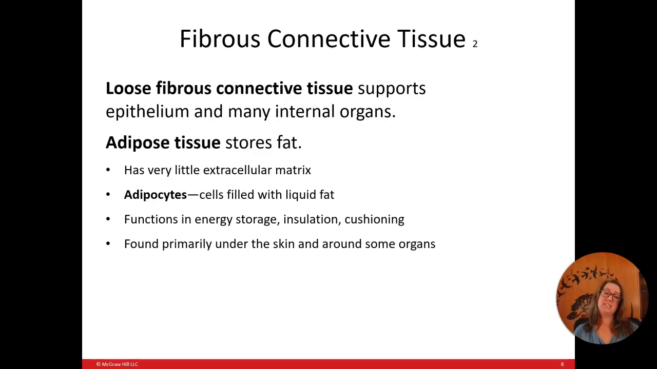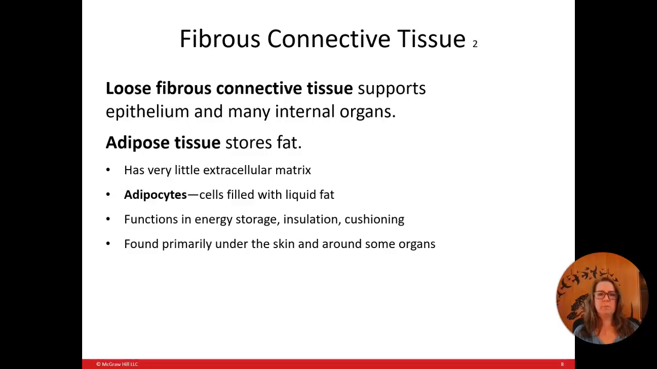Adipose, which is a tissue that stores fat, or we just call it fat tissue, is a loose fibrous connective tissue. Notice it didn't look real dense and well developed like tendons and ligaments, which are dense fibrous connective tissue. The main cells of adipose tissue, the adipocytes, are the fat cells, and they've got the liquid fat. They can lose or gain fat globules, but we never actually lose our fat cells unless you have liposuction.